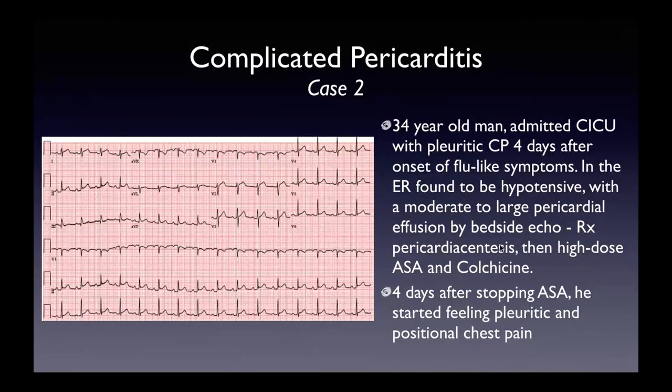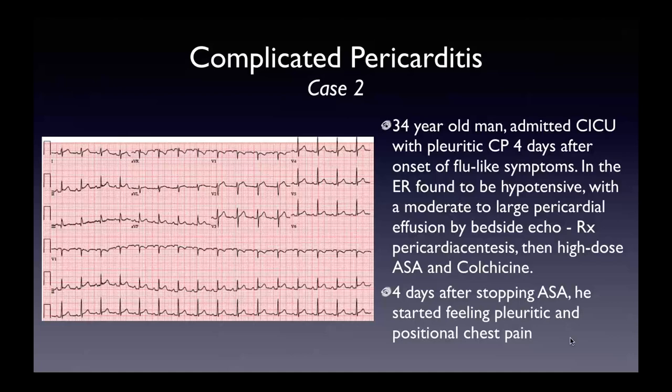Okay, so here's a second case. It's a 34-year-old man who was admitted to the CICU with a 4-day history of pleuritic chest pain after onset of flu-like symptoms, found to be hypotensive in the emergency department. He had a moderate to large circumferential pericardial effusion, tamponade physiology, and he had tamponade clinically as well. He underwent pericardiocentesis, and then he was treated with high-dose aspirin and colchicine. His ECG is shown here on the left when he presented 4 days in.